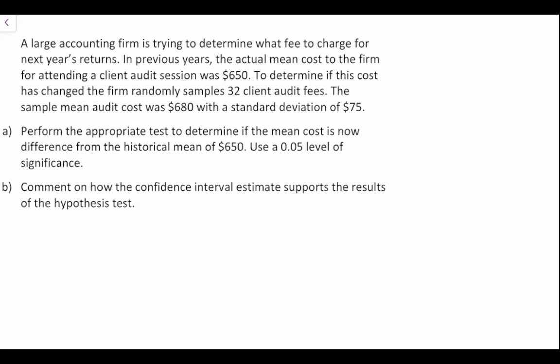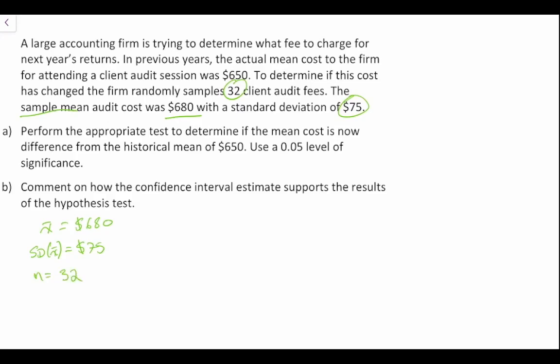Let's write down a few things that we're told. We're told that the mean audit cost, so X bar, was equal to $680. We're told that we have a standard deviation, so an SD, and this is of the sample mean. So SD X bar is equal to $75. And we're told that we have a sample size of 32. So N is equal to 32.